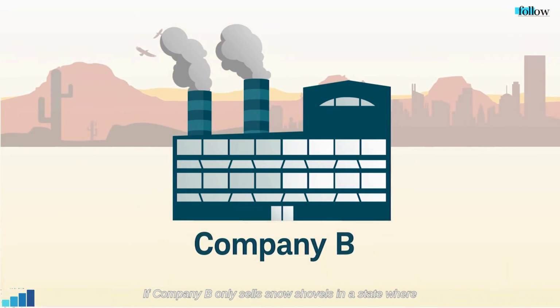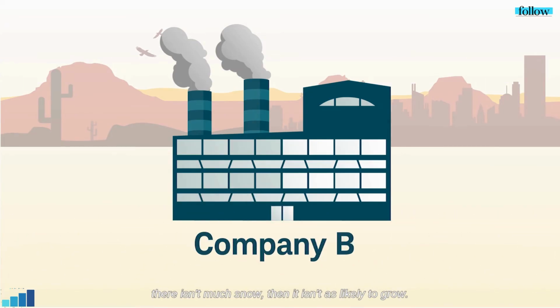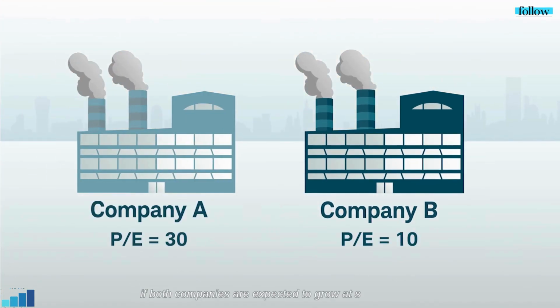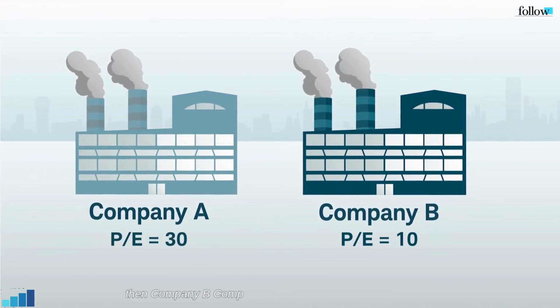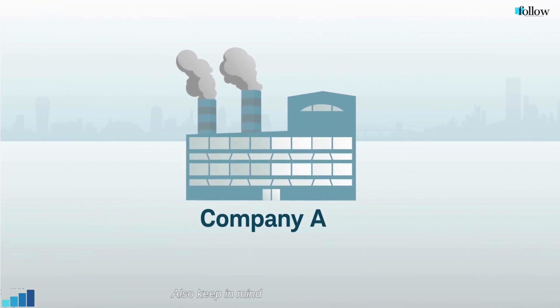If Company B only sells snow shovels in a state where there isn't much snow, then it isn't as likely to grow. However, if both companies are expected to grow at similar rates, then Company B could be the better value based on its P/E ratio. Also keep in mind that a high P/E ratio isn't always bad.